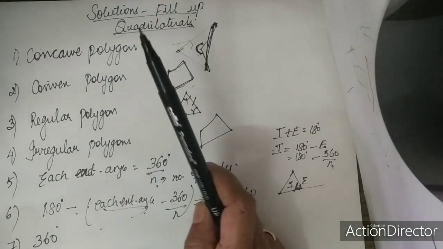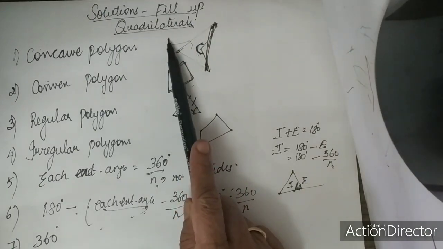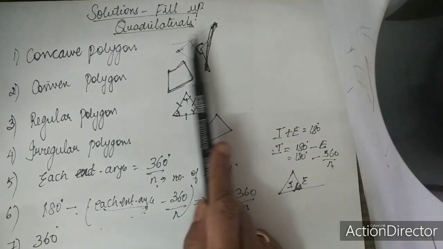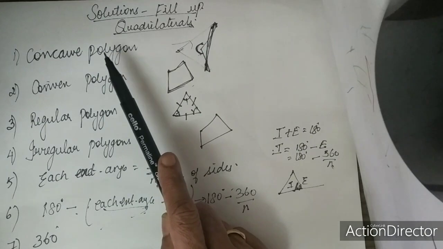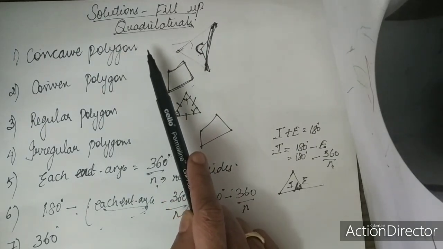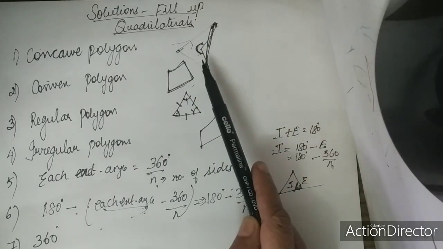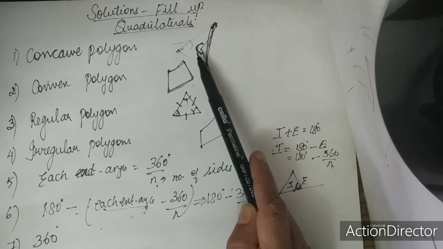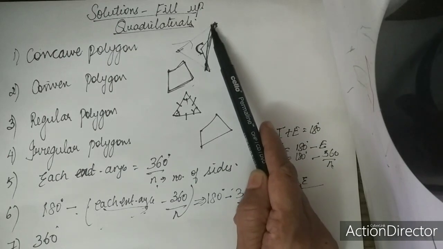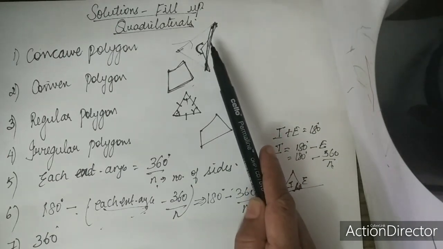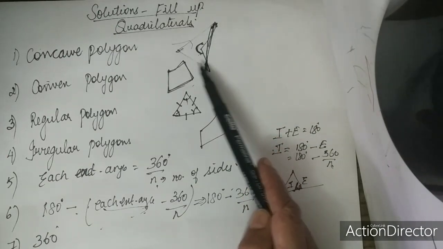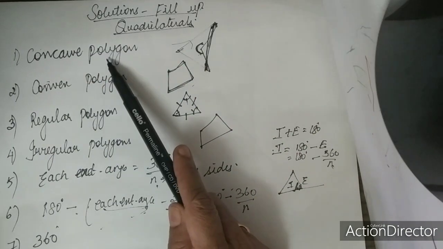Let me discuss the solutions of the fill-ups of the chapter quadrilaterals that are given in the previous video. So first question, a polygon in which at least one angle is more than 180 degree is called a concave polygon. You remember the concave polygon we discussed. So one angle is more than 180 degree and one of the diagonals always remains outside the polygon. This is the identification of a concave polygon.